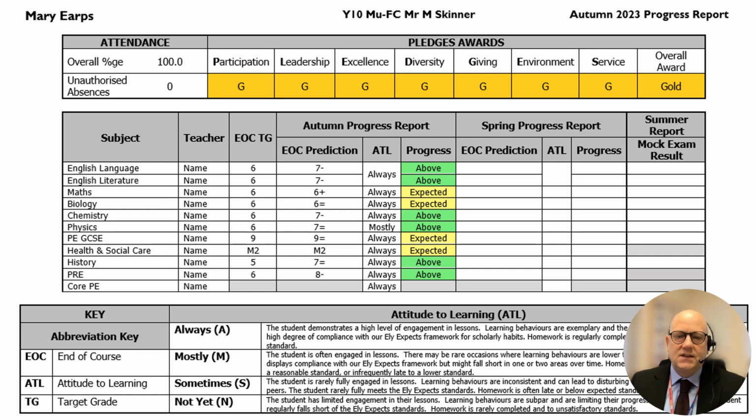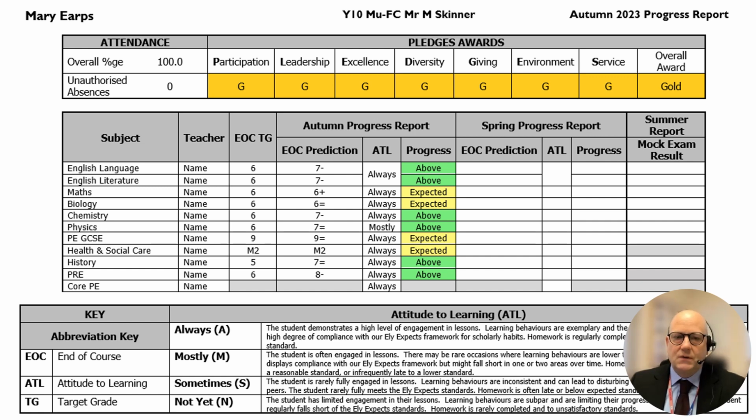This is a year 10 report, and you'll see the difference compared to the year 8 one I showed you previously. This is for Mary Earps in year 10, and you can see we've still got the same subjects, we've still got the teacher, but here you'll see an end of course target grade. Now again, I'll go into more detail on a separate video on how we set targets, but we set targets at the top 5% of the progress range. So for this child to get 6s, these are challenging targets.